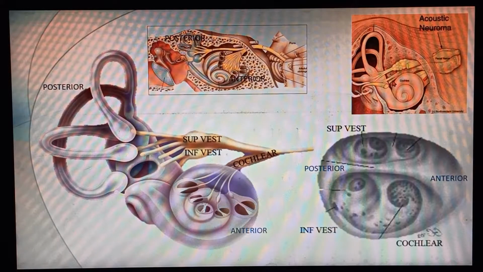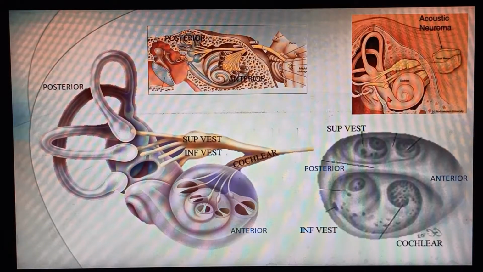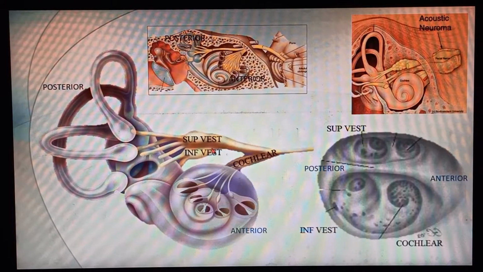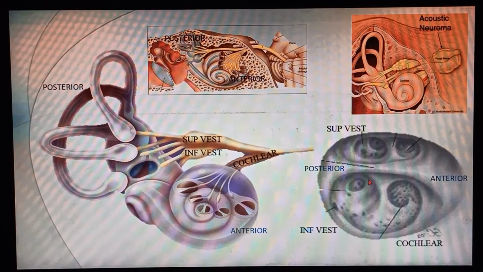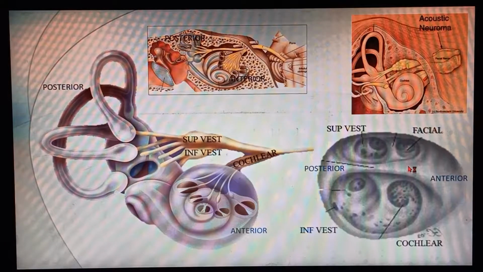So a most frequently asked question: vestibular schwannoma or acoustic neuroma most commonly arises from the inferior vestibular nerve. This is where your inferior vestibular nerve lies. After that, the second most common is the superior vestibular nerve. So remember this most frequently asked MCQ.